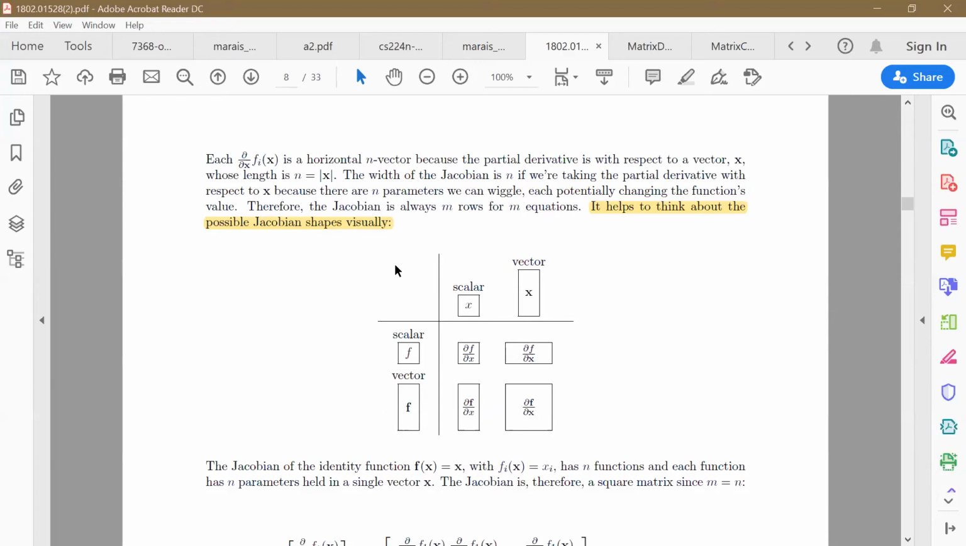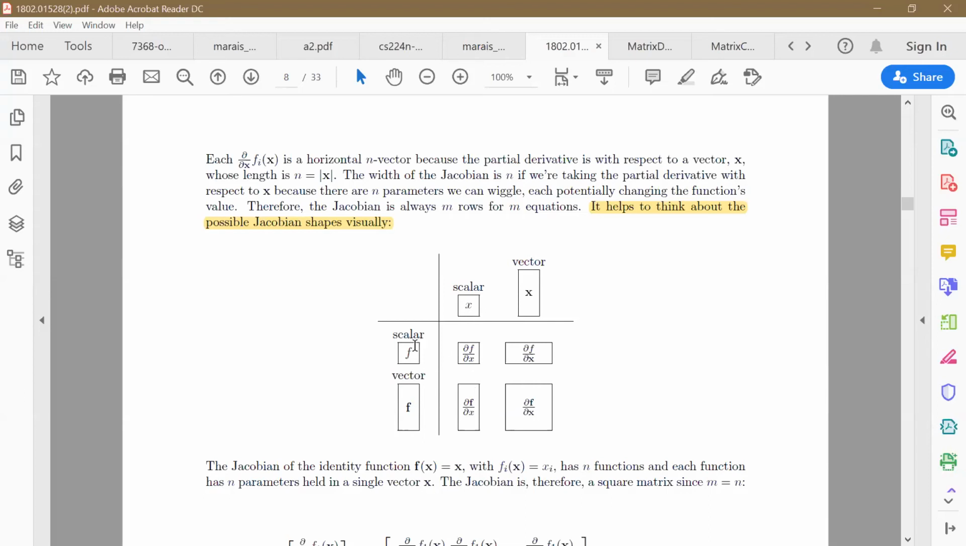Yeah, this is a really nice drawing that encapsulates all that, right? The derivative of a scalar with respect to a scalar is a scalar. The derivative of a scalar with respect to a vector is a horizontal vector. The derivative of a vector with respect to a scalar is a vertically laid out vector, because this vector itself is vertical, and when we take the derivative with respect to a scalar, we're just taking the derivative of each component, laying it out, and it remains a vertical vector.